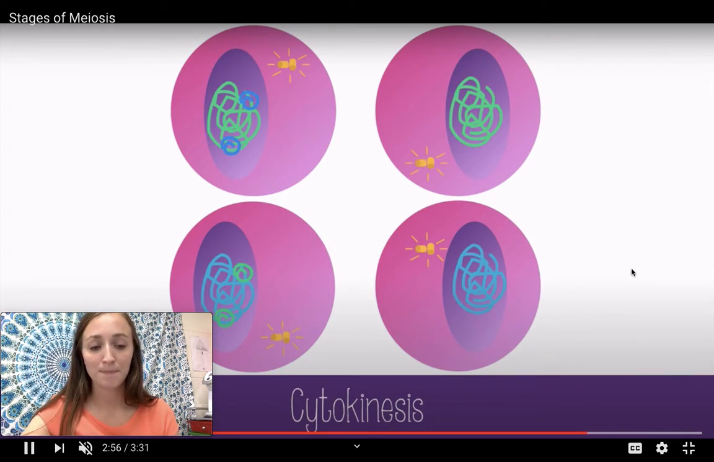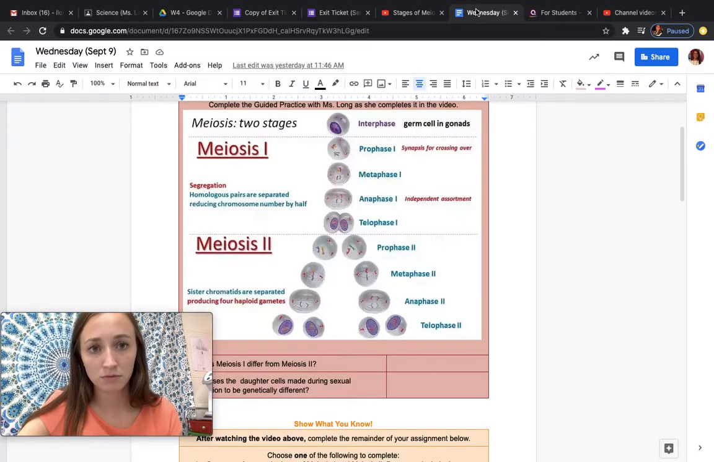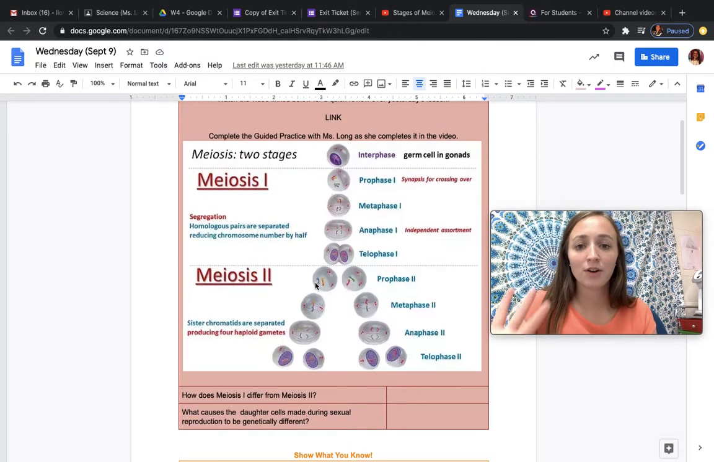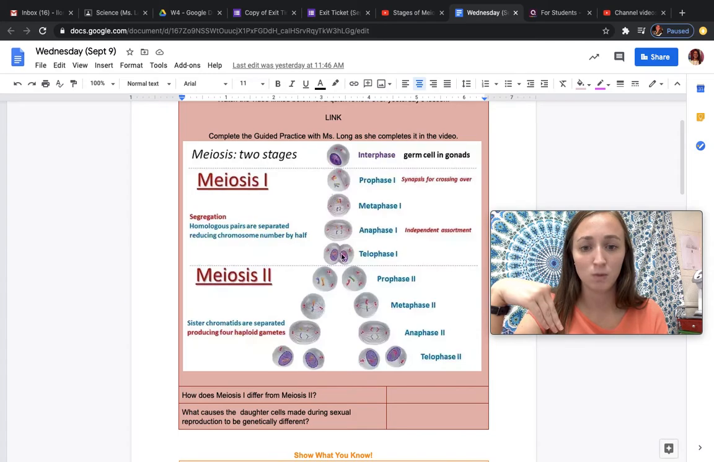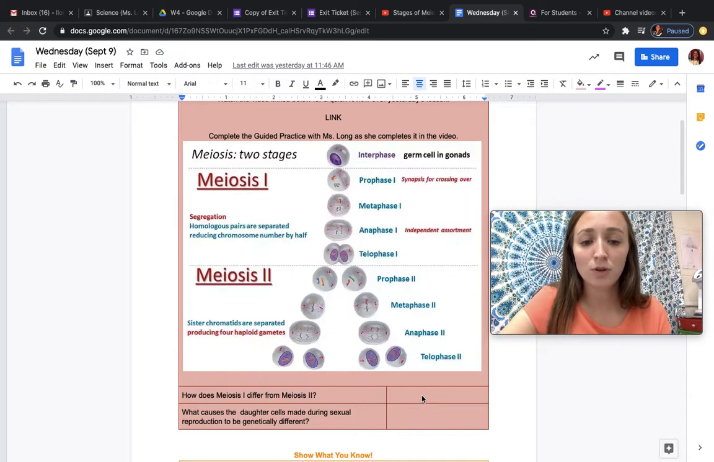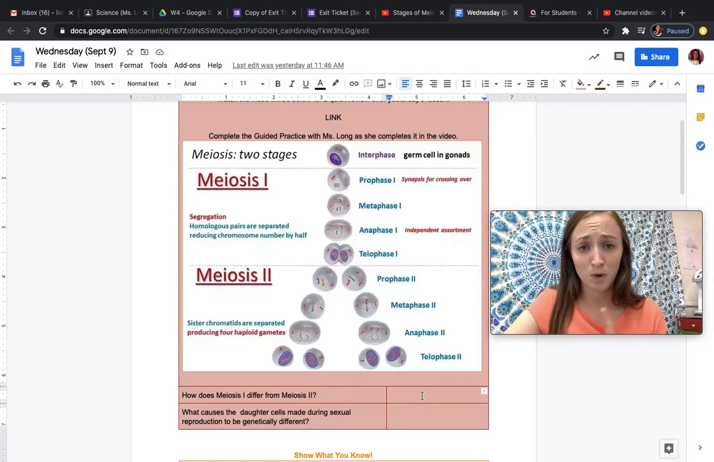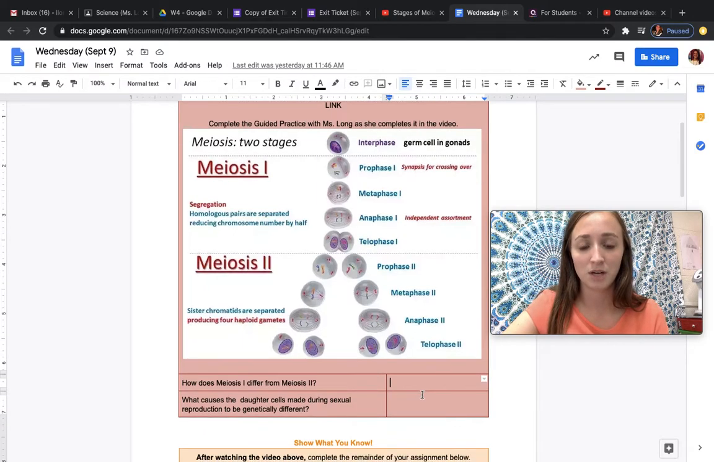Okay. So let's look at our guided practice. Here is just another layout of what happens in meiosis 1 and 2, so you can see it differently. The more you see it, the easier it's going to get. So we have two little questions here that we just want to answer together. How does meiosis 1 differ from meiosis 2? So what is different about both rounds of division?